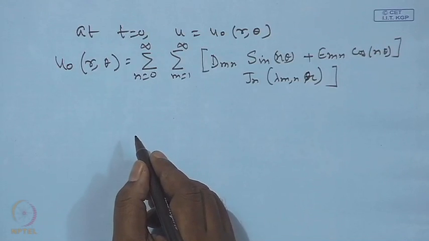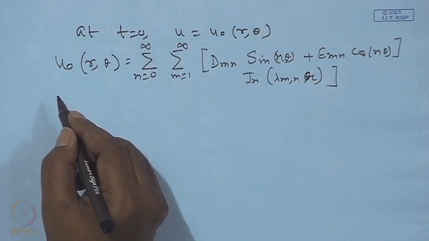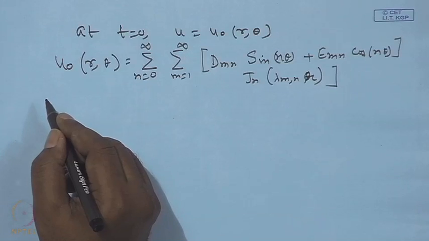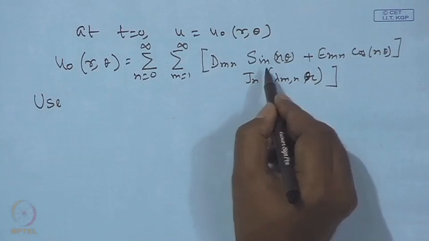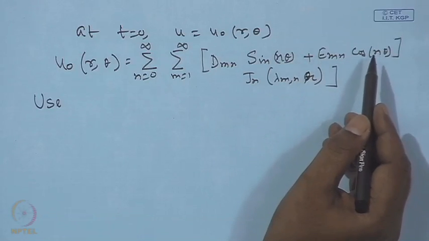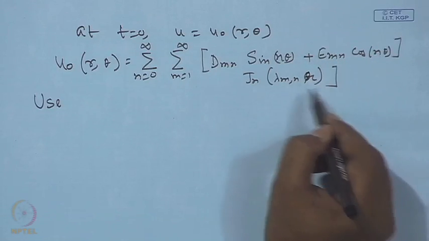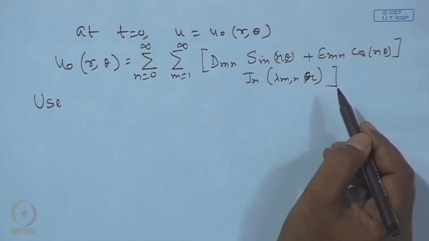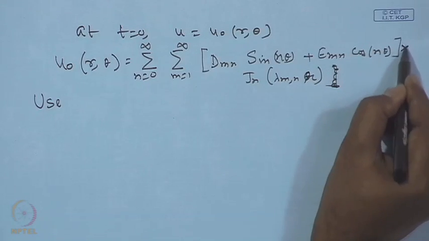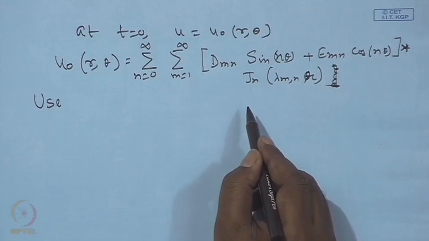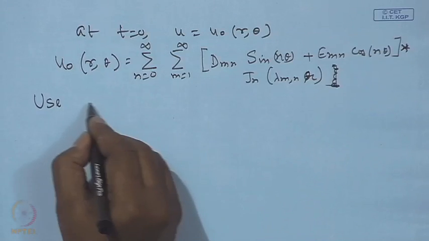Now, what do we use? We use the orthogonal property of sine functions, cosine functions and Bessel functions. The eigenfunctions, sine functions and cosine functions, are orthogonal to each other, as well as the Bessel functions are orthogonal to each other. We have already proved that in the last class, that Bessel functions are orthogonal functions. So, use the orthogonal property.